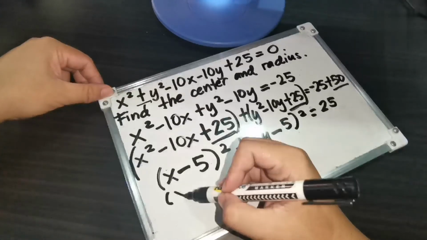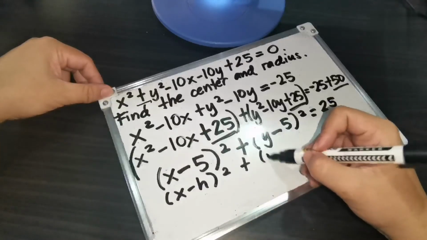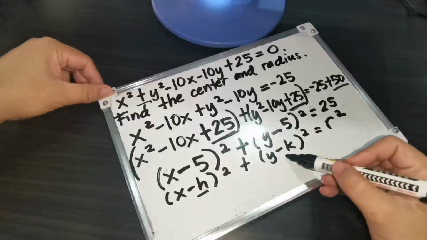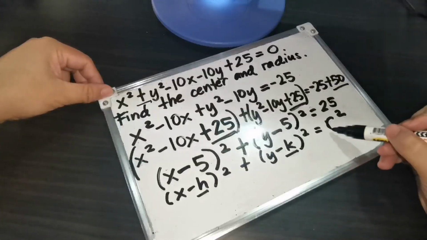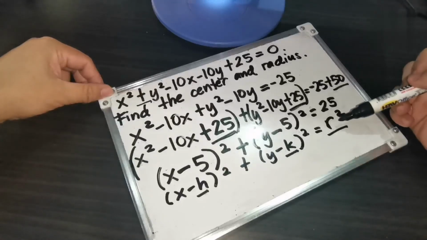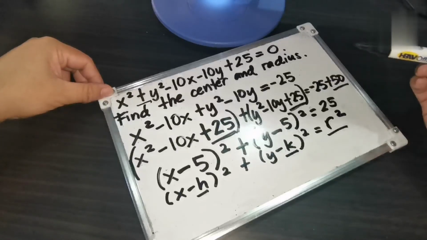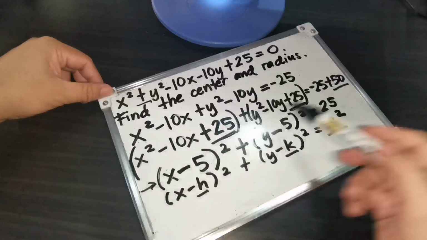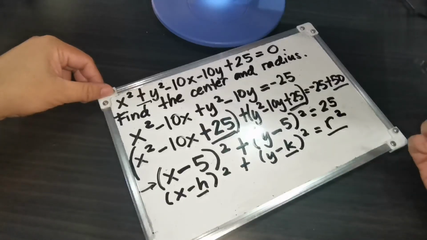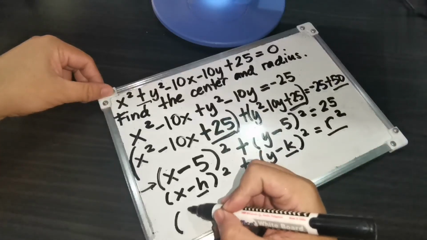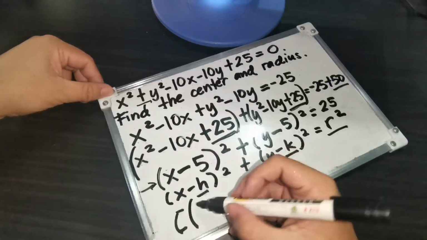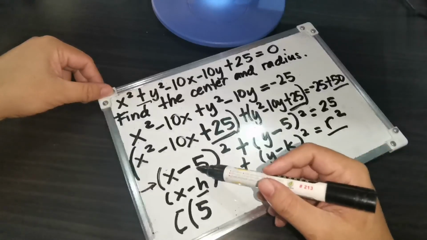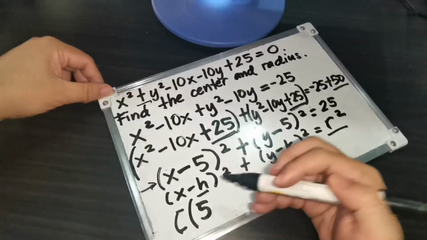Now, if we follow this form, x minus h square plus y minus k square is equal to r square, your h and k here is your center, and if we take the square root of this r square, that will be your radius. Factoring in the resulting equations from completing the square and special product, your center is h, so we assume that x minus 5 is equal to 0. If we transfer this negative 5 to the other side of the equation, that will be 5.